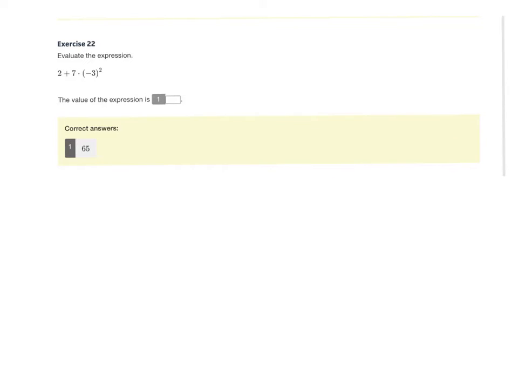Here is the last problem from your homework. We've got 2 plus 7 times a negative 3 squared. So we're going to get rid of that exponent first. Negative 3 times negative 3 is positive 9. So this is going to be 2 plus 7 times 9.